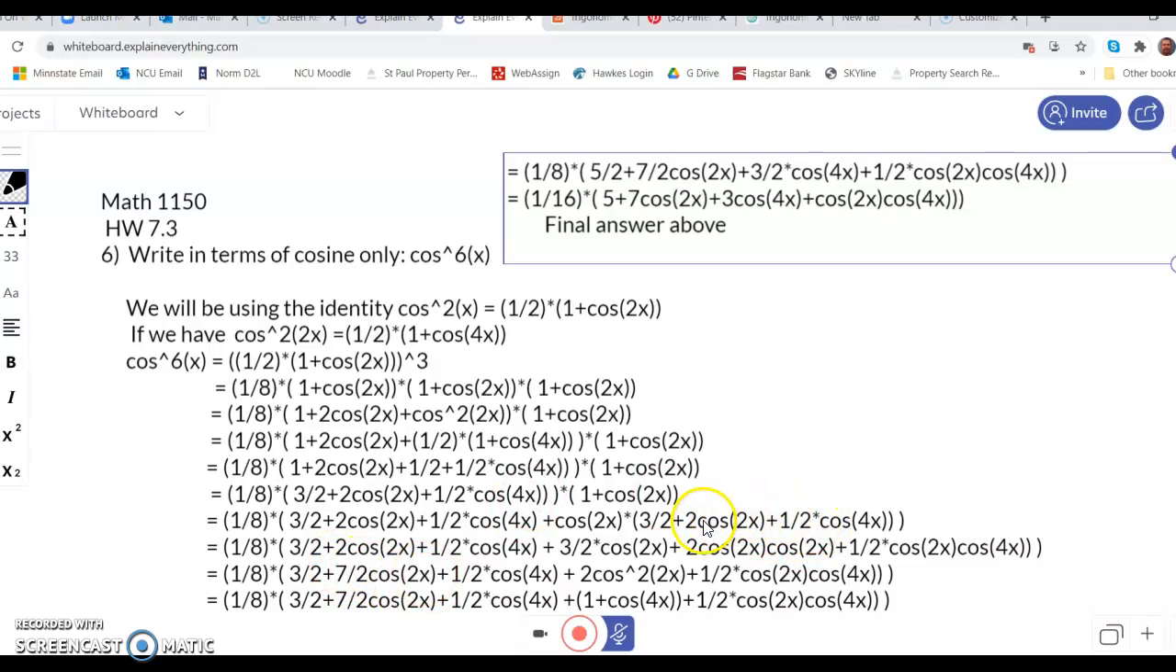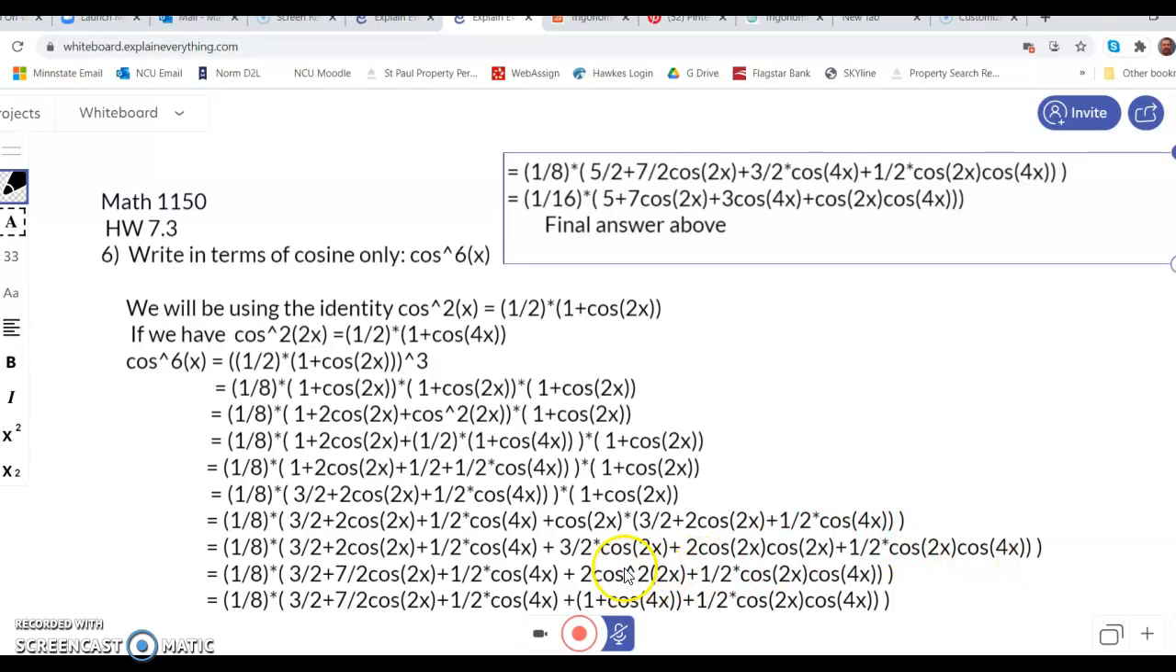You have cosine 2x times cosine 2x, that's going to be cosine squared. That's that. And then we have 1/2 cosine 4x, and we just end up getting that times cosine 2x. And there's nothing else we can do about this. This is the simplified form. It's not going to move at all.